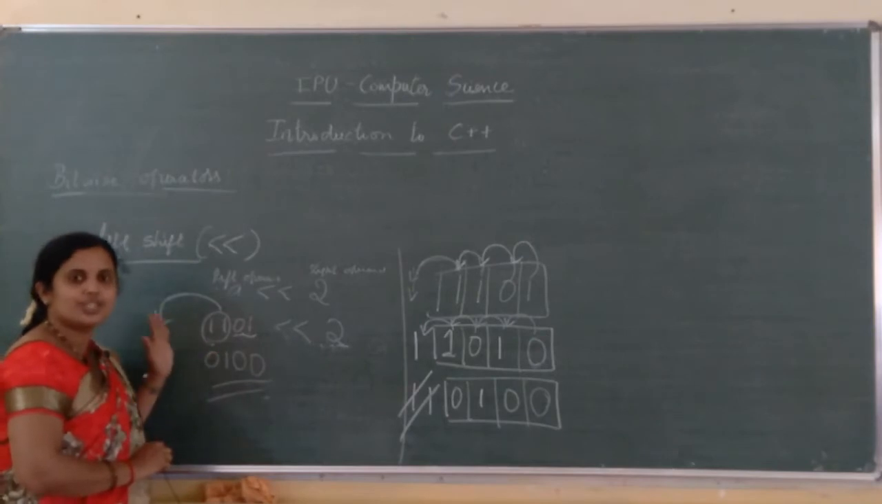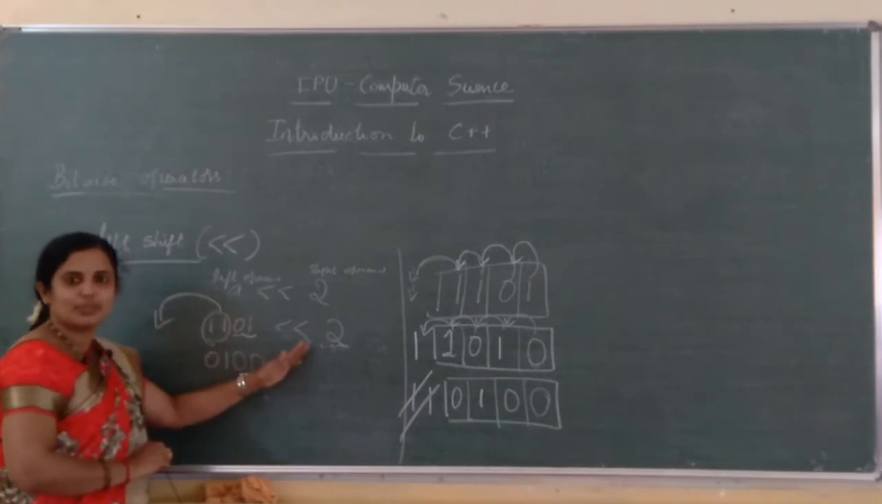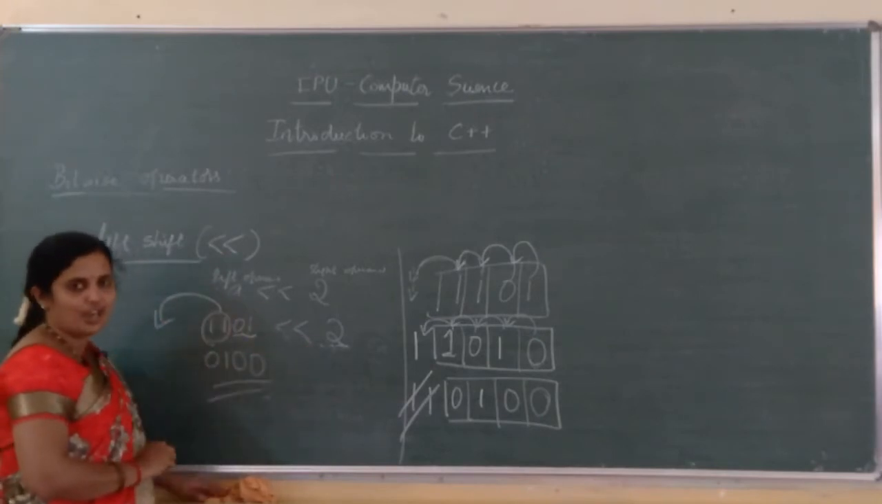Left shift operator shifts the left operand bits to the left by the number of bits specified in the right operand.